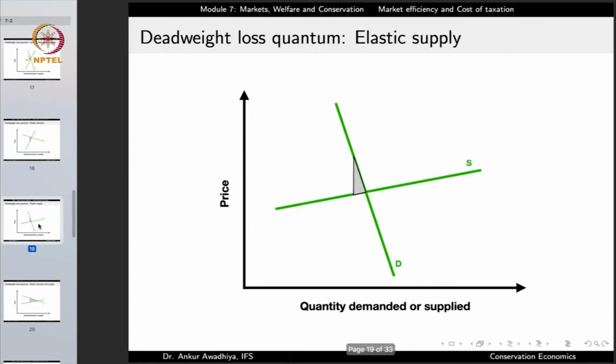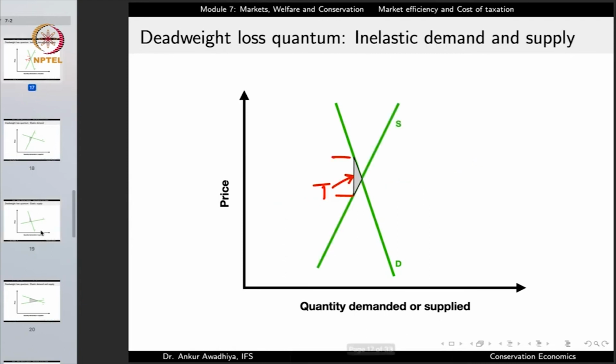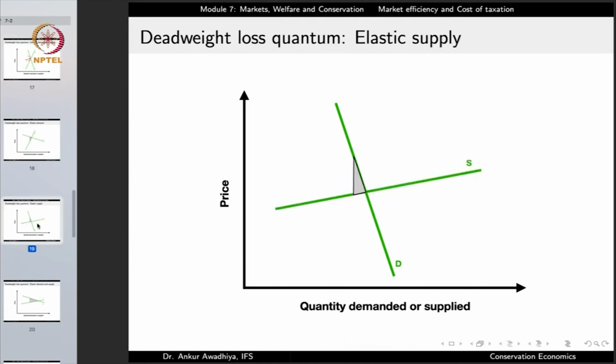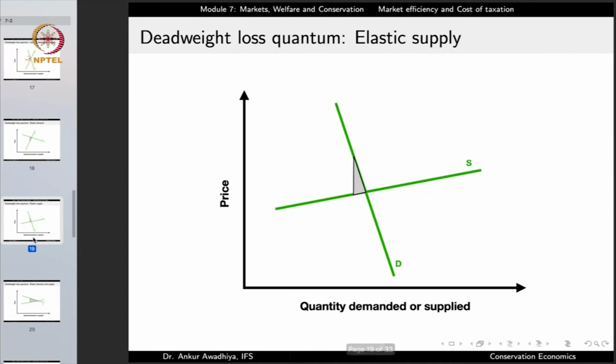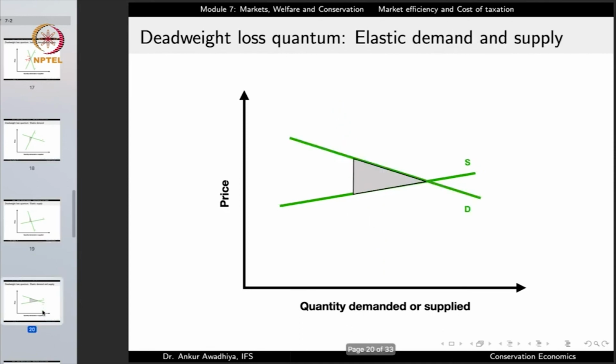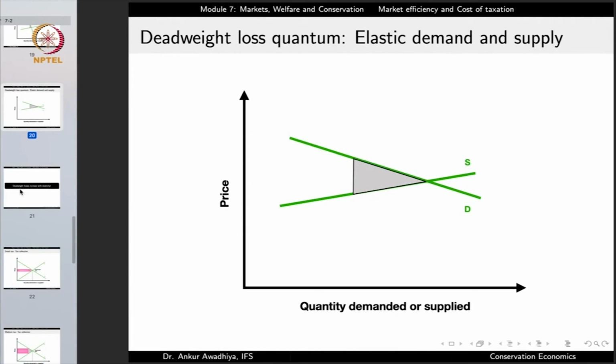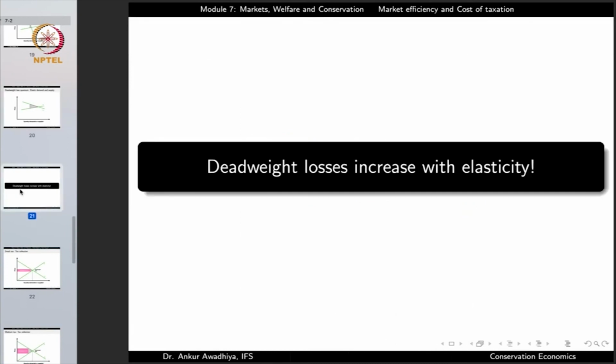Similarly, if we keep the demand curve the same, but if we make the supply curve elastic, then also we start to observe that the deadweight losses have increased as compared to these curves where we have an inelastic demand and supply. And if we make demand and supply both elastic, then the deadweight loss increases even further. So what we are observing here is that the deadweight losses increase with elasticity.